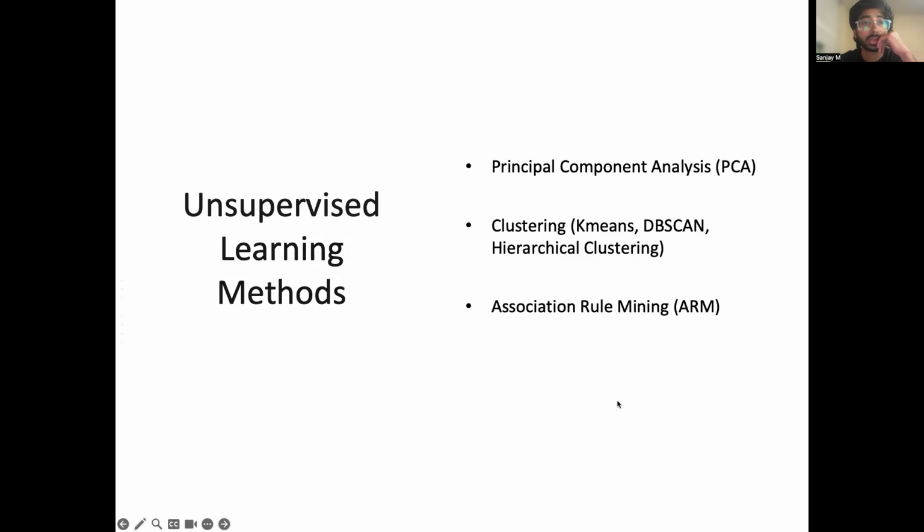So the next slide covers the unsupervised learning methods that we used in this project. So we used principal component analysis, PCA, to reduce the number of features while keeping most of the information. And then clustering algorithms like k-means, DBSCAN, hierarchical clustering to group similar drugs. And then finally, some association rule mining to discover hidden patterns in how side effects occur together.